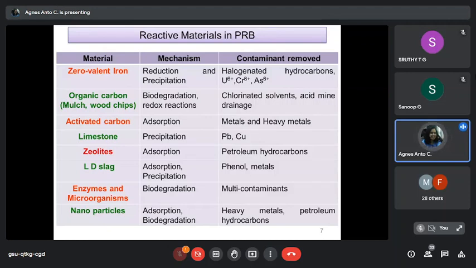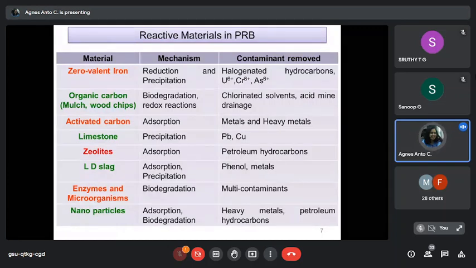Next is limestone. Limestone facilitates the removal of heavy metals, and it is an alkaline material. When limestone reacts with water, it increases the pH of the water. When the pH shoots up, this leads to the precipitation of your metals. So your metals can precipitate and get trapped inside your PRB.